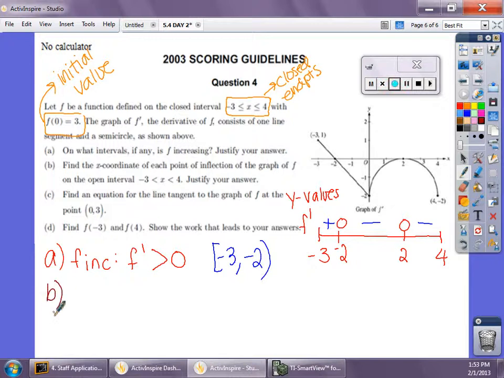Letter B, find the x-coordinate of each point of inflection. So same thing, I'm going to draw an f double prime sign chart from -3 until +4. So f double prime means that I'm going from f prime to f double prime. That's one derivative, which means I should be looking at slopes. So first thing I want to ask, when is the slope 0? That's an easy one. At 2, the slope is 0. And when is it undefined? It's also undefined at 0 because there's a corner.